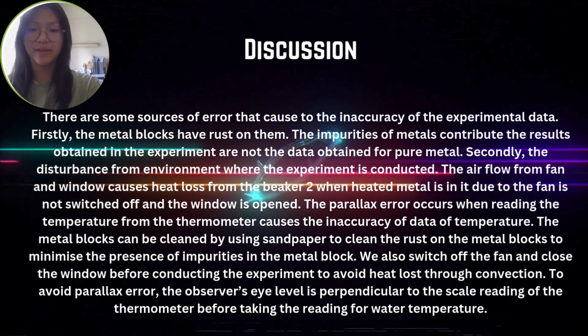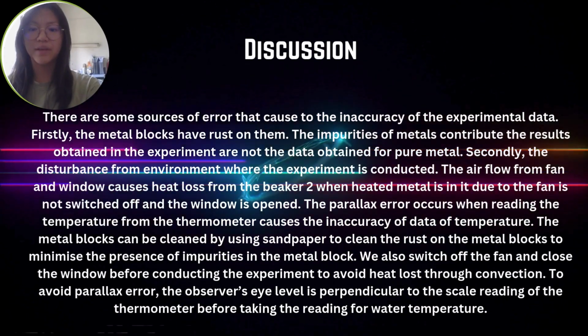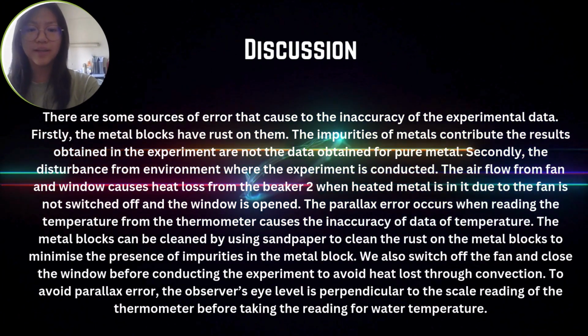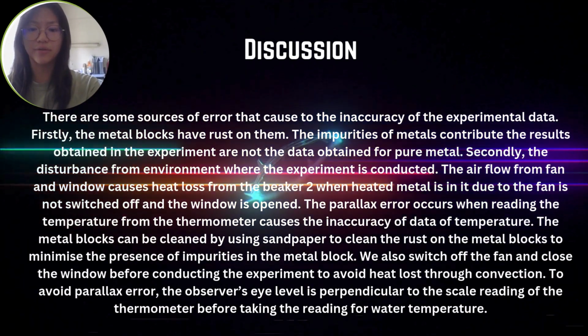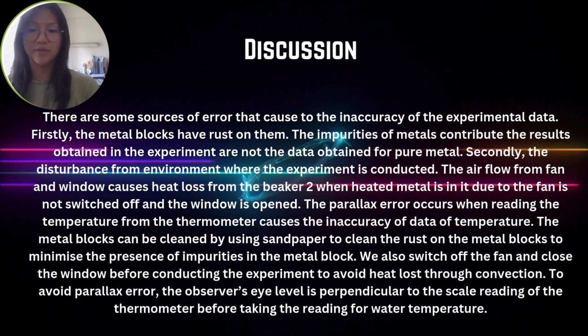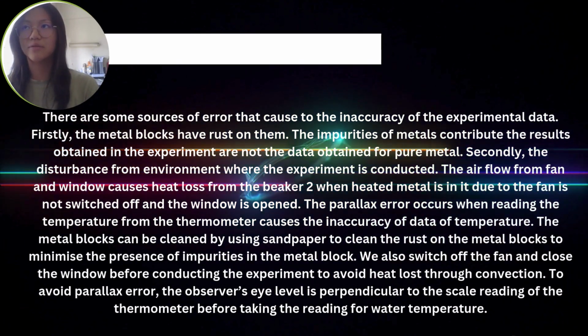The metal blocks can be cleaned by using sandpaper to remove the rust on the metal blocks to minimize the presence of impurities. We can also switch off the fan and close the window before conducting the experiment to avoid heat loss through convection. To avoid parallax error, the observer's eye level should be perpendicular to the scale reading of the thermometer.